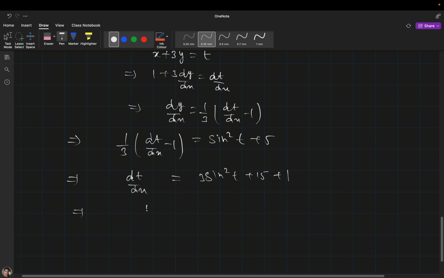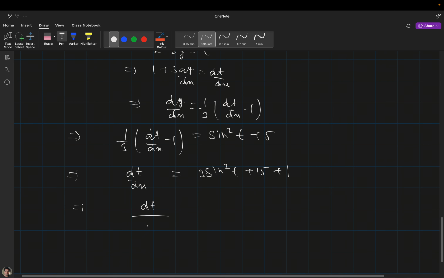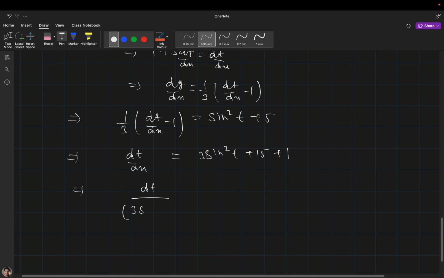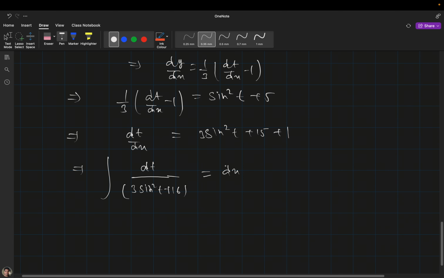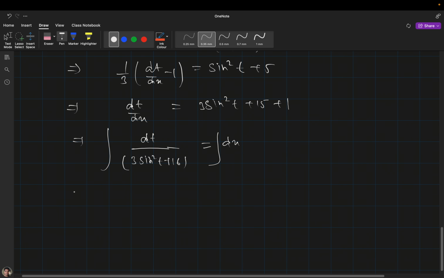So you can see now it's easy to separate. The whole term is a function of t. So you can write dt divided by 3 sine square t plus 16 equal to dx. Now integrate both sides. It is easy to integrate.